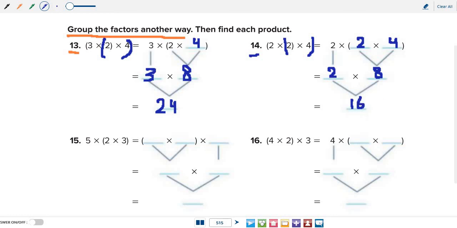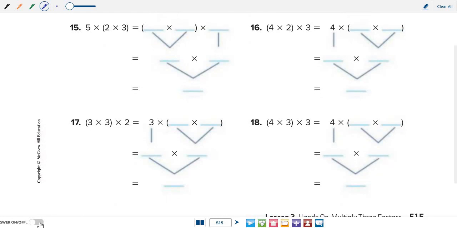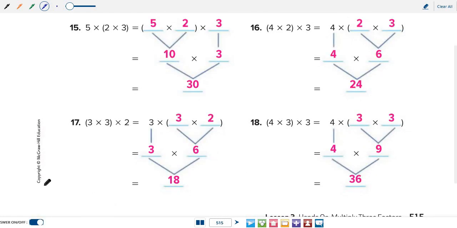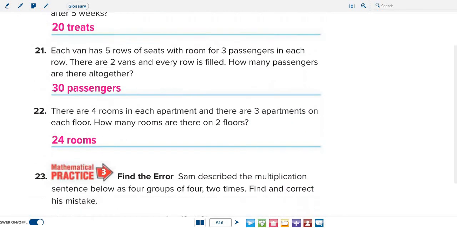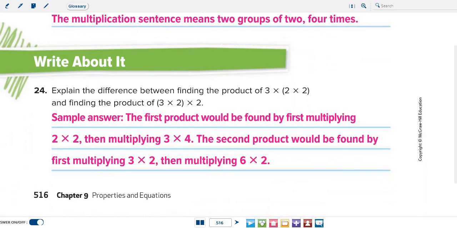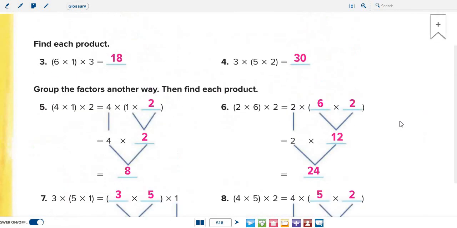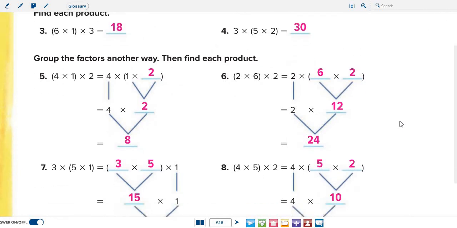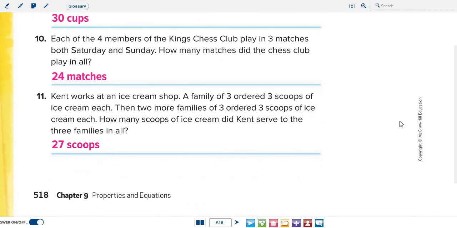Now it's your turn, grade 3. So please try to solve these questions by yourself. And then when you finish, you can check your answers here. The same for the next page, you can check your answers here. And the next 2 pages are your homework, grade 3. So please try to solve them by yourself. And then when you finish, you can check your answers here. Question number 3, 4, 5, 6, 7, 8, 9, 10, and 11.